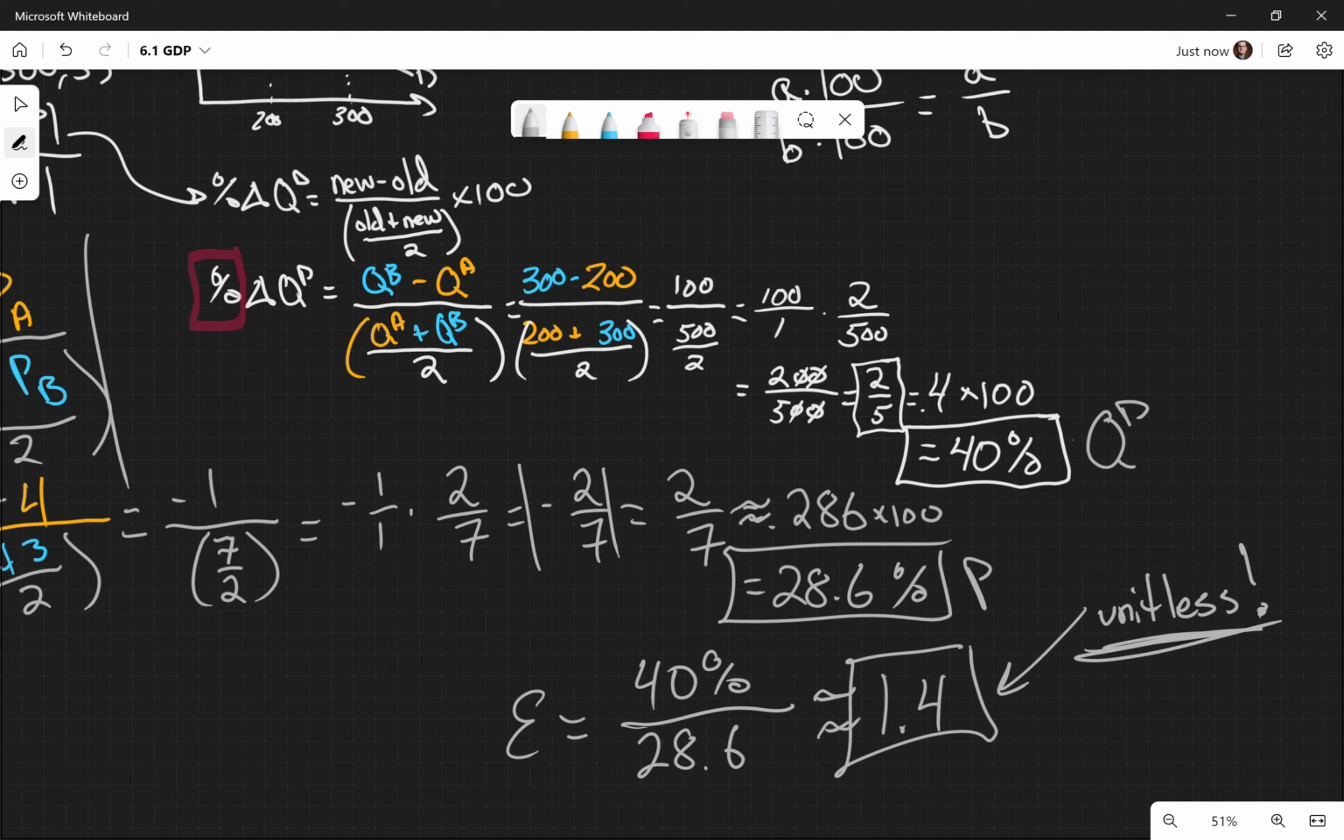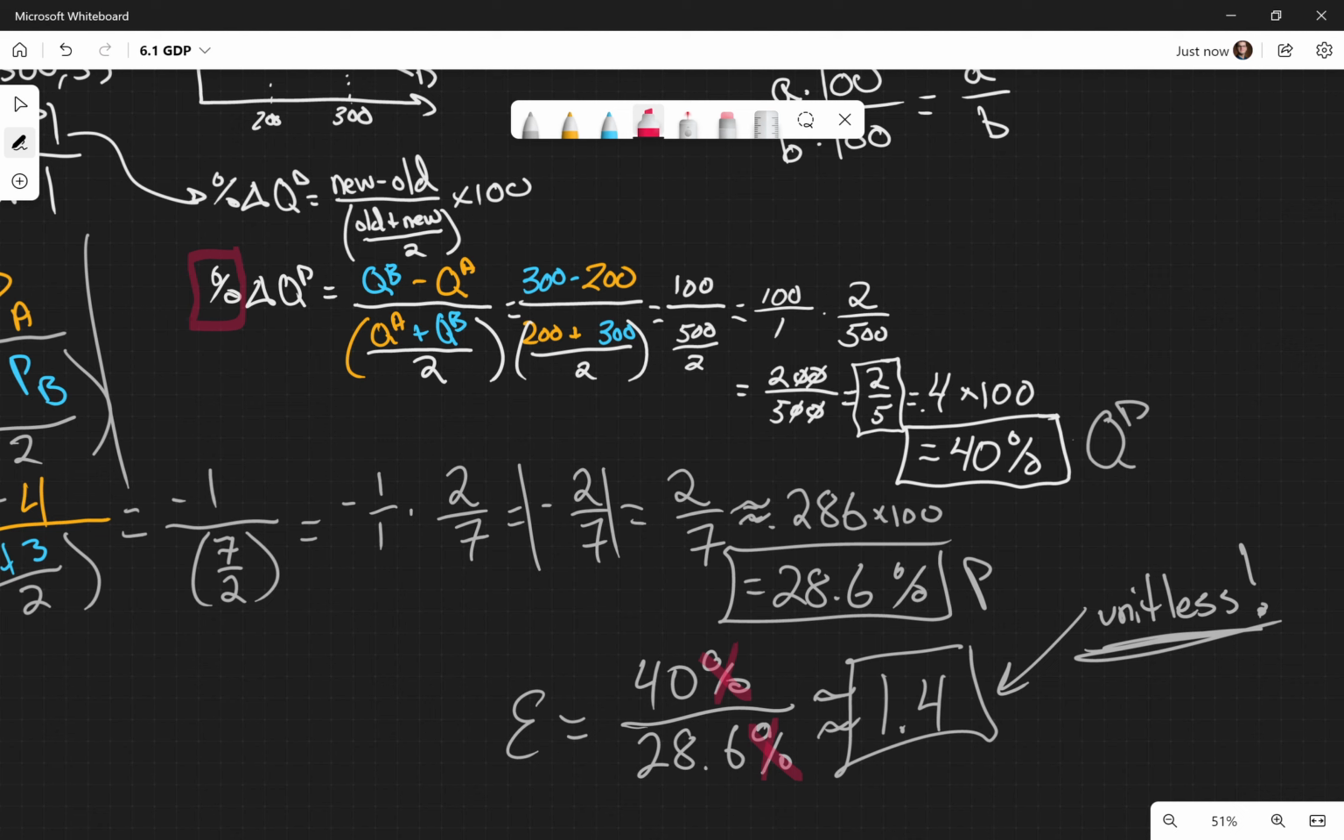So the reason why is because essentially the units cancel out, right? We had a percentage divided by a percentage, so these percentages cancel themselves out, and elasticity does not have any kind of unit in and of itself. It is just a relationship between the quantity demanded and the price.